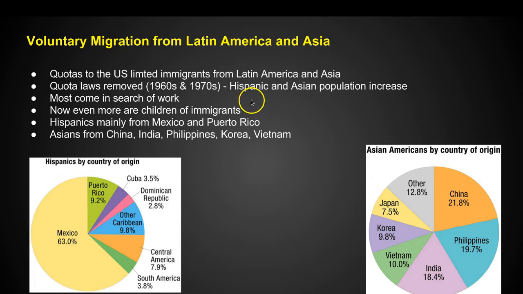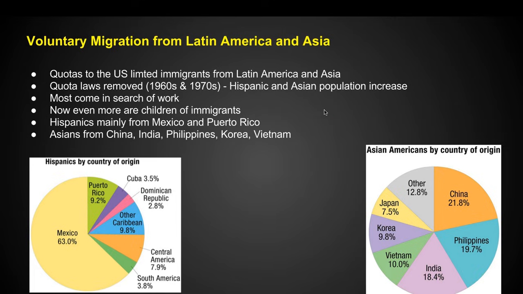So we saw the Hispanic and Asian population increase. Most of these people are low-wage workers coming in search of work. Now, we see that even more are children of immigrants. Traditionally, if you remember, the average immigrant used to be a male traveling internationally because they could come over to the United States, get money, and send it back home. But then it switched over to females coming over to work, and now we see even children of immigrants coming over because they're bringing their families over.